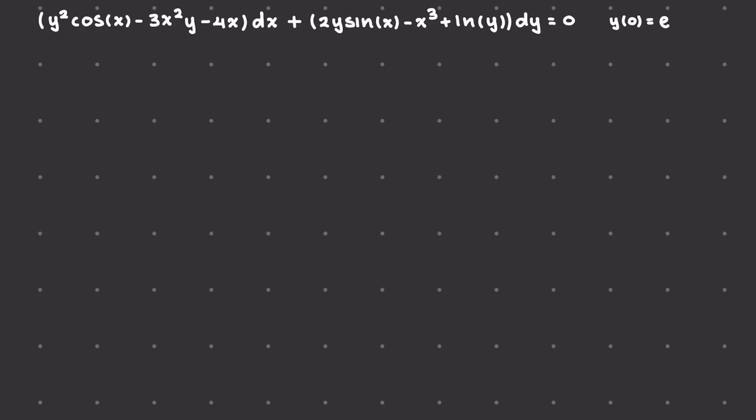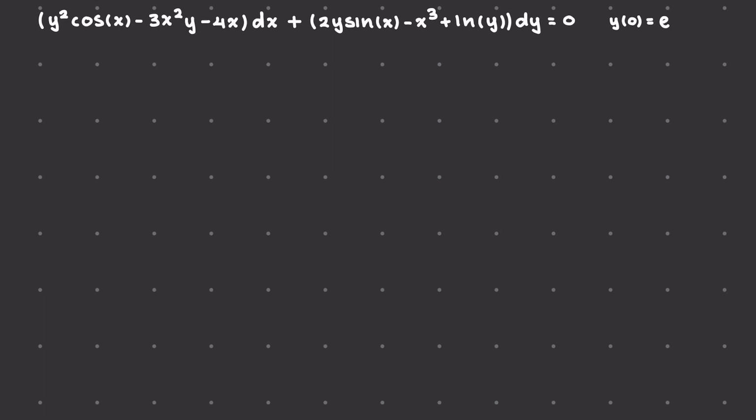We are back with our third example of an exact differential equation. So without further ado, let's go and solve the problem. We've got here y squared times cosine x minus 3x squared times y minus 4x dx plus 2y times sine of x minus x cubed plus ln y times dy equals 0, and we've got an initial condition, or initial value problem, of y(0) equals e.